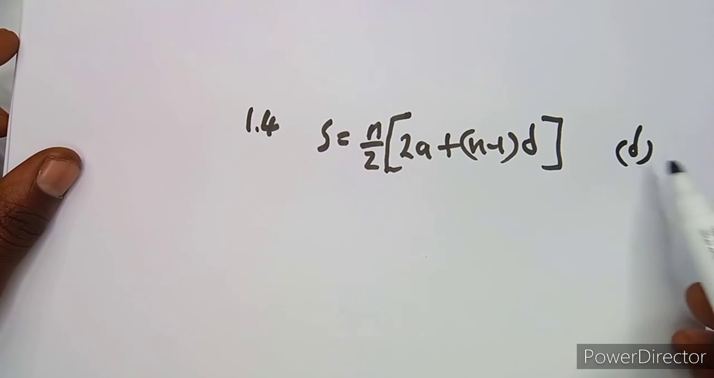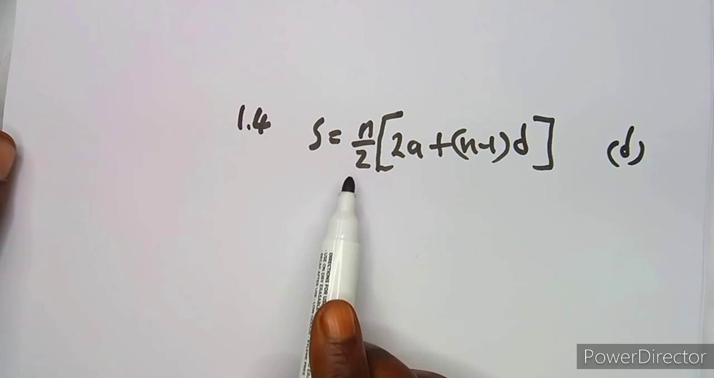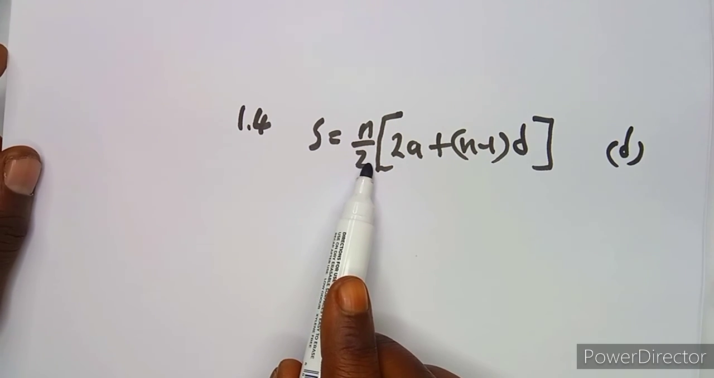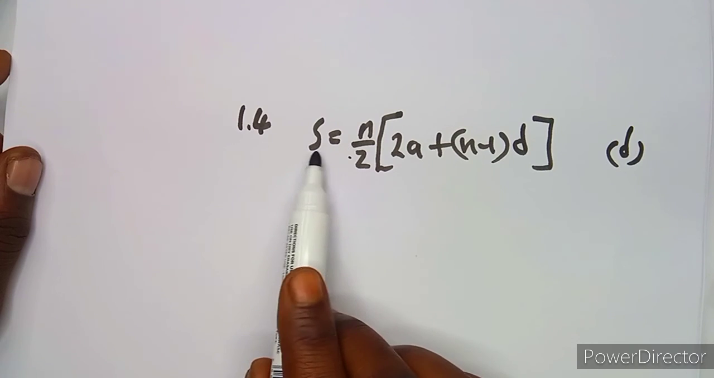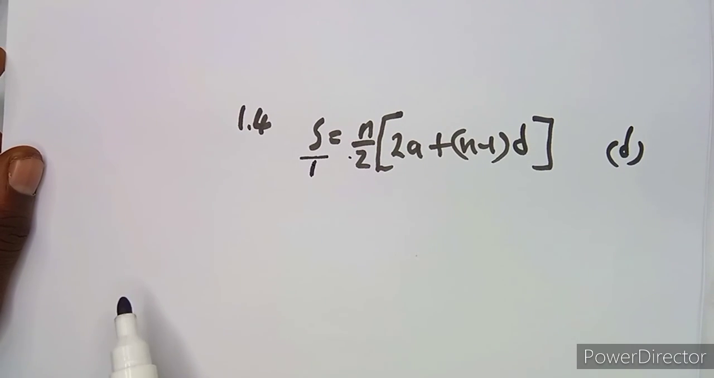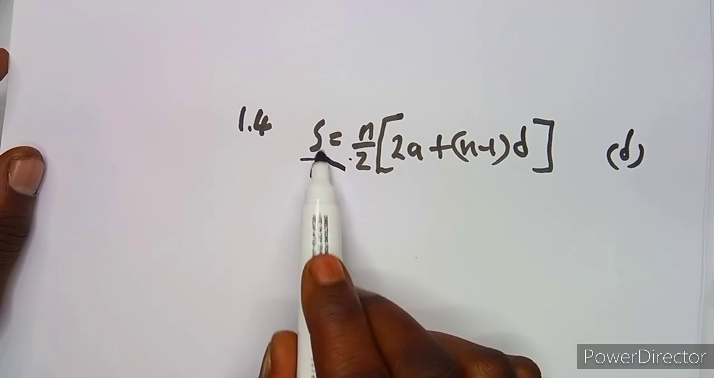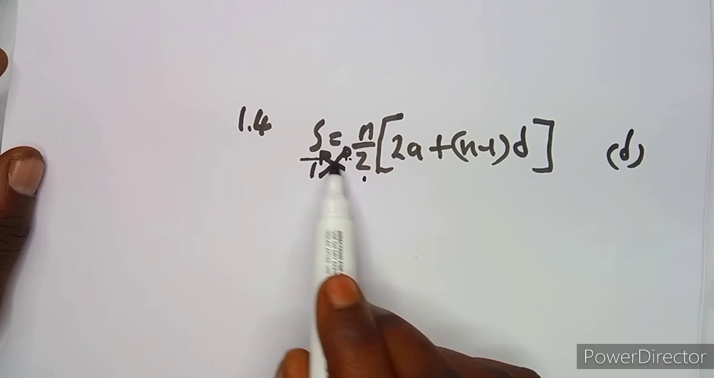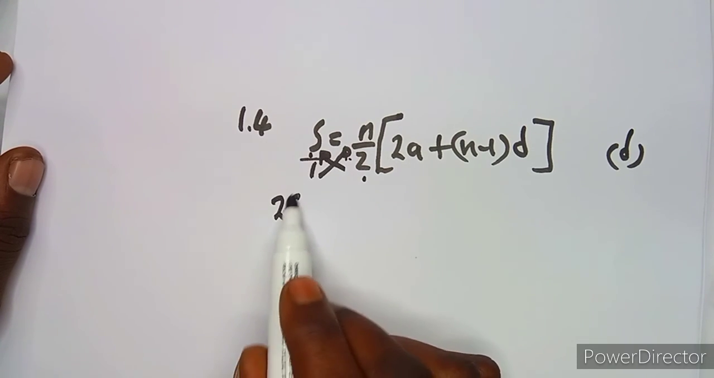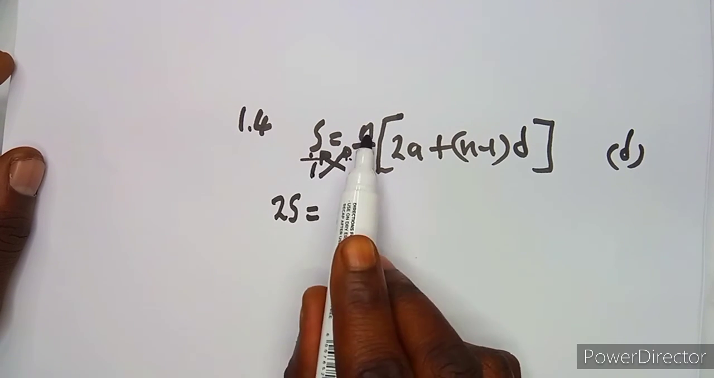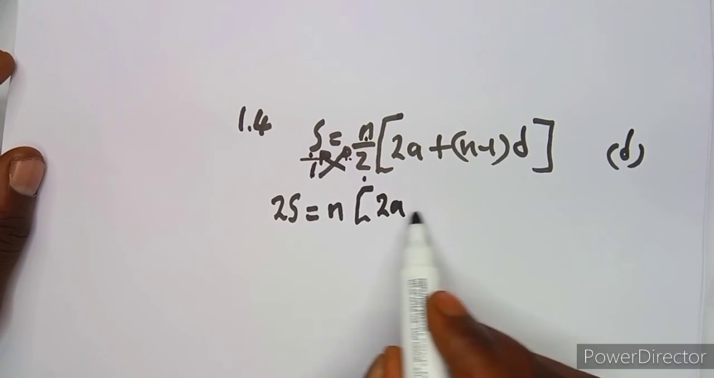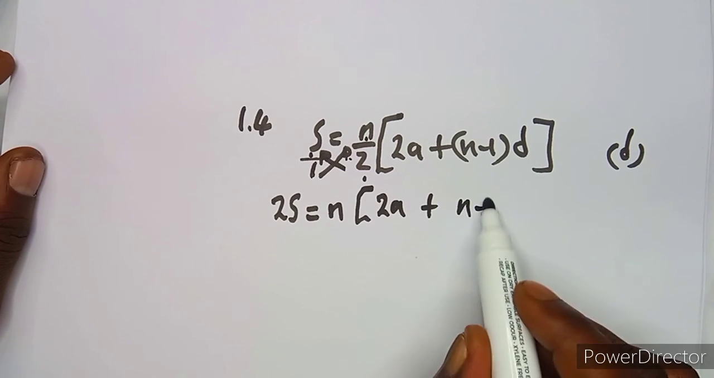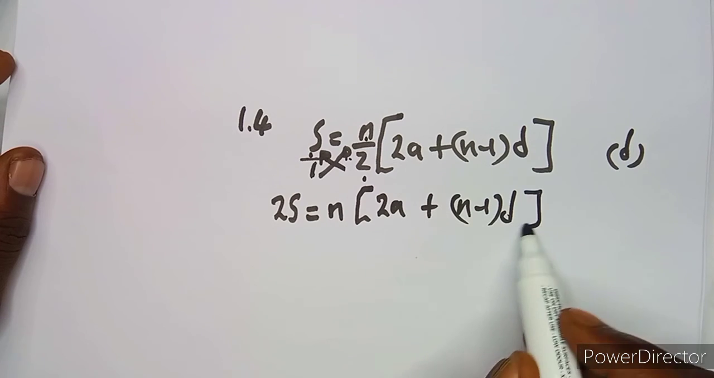So what I can do, there are so many ways. I can expand this part here. So you can see this N over 2, so this one is same as S over 1. So I can cross multiply in this case. So it's 2 times S, which is 2S, is equivalent to 1 times N, which is N, but there's a bracket there, which is 2A plus N minus 1 into D, like this.